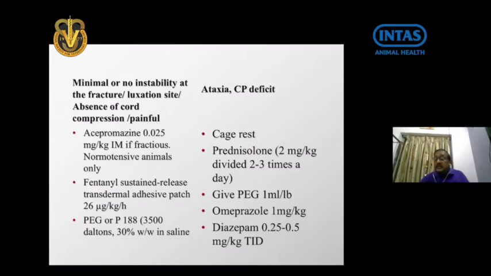So, this is a drug which I would recommend to practitioners. Okay, you will do the same thing. If you have ataxia and CP defect, first and foremost is cage rest. Okay, you could go in for oral prednisolone, polyethylene glycol, diazepam. Why I give diazepam is because I want the bladder to relax and the animal to urinate freely.